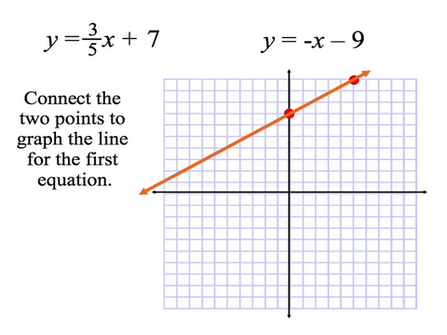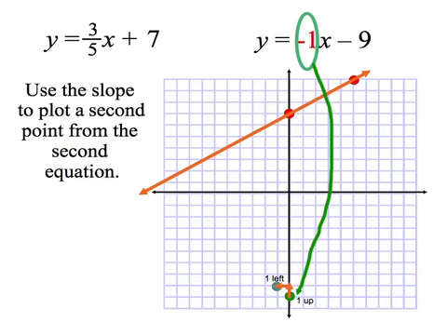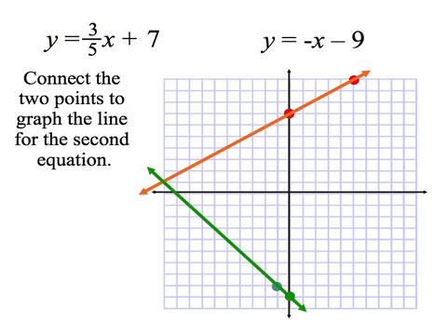I've graphed the first equation. The second equation, I have to be careful. I have -9. I remember that a -9 makes the y-intercept -9, so I graph that. And then I have the opposite of x, and I know that that means that the slope is -1. And if the slope is -1, you can go 1 up and 1 to the left. And I do that. From my y-intercept, I connect my 2 points, and I now have the second equation graphed.